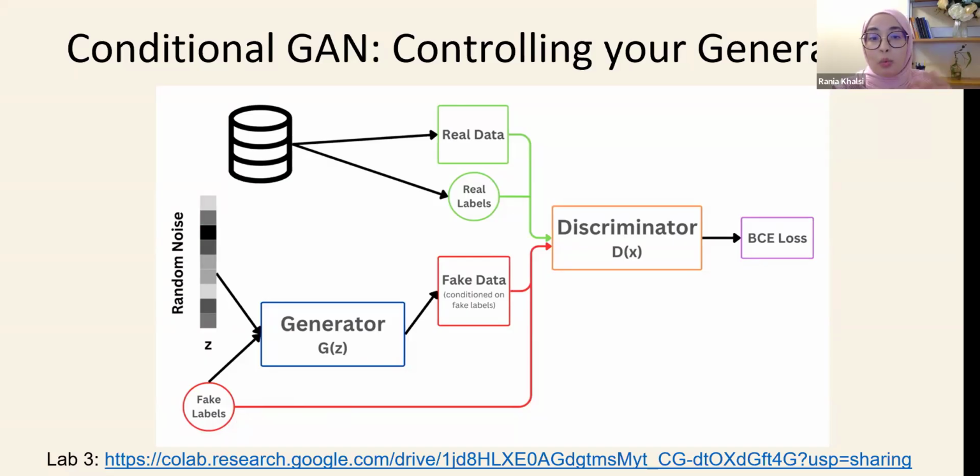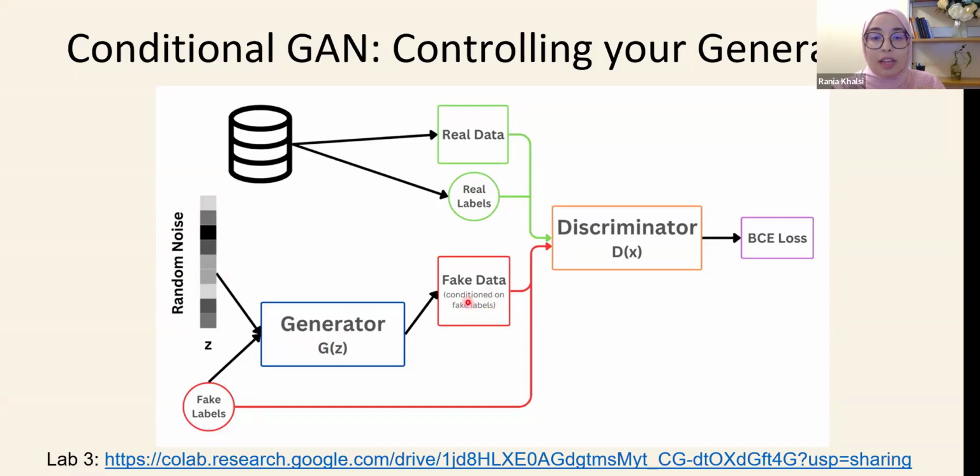We feed both the noise and the label to the generator. The generator, which usually takes only noise to generate images, is now fed some fake labels. And what happens next? The generator must now create an image that matches that label. This is the fake data.